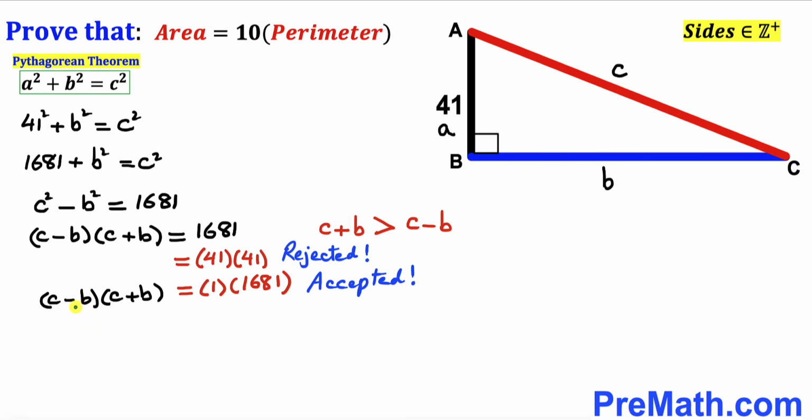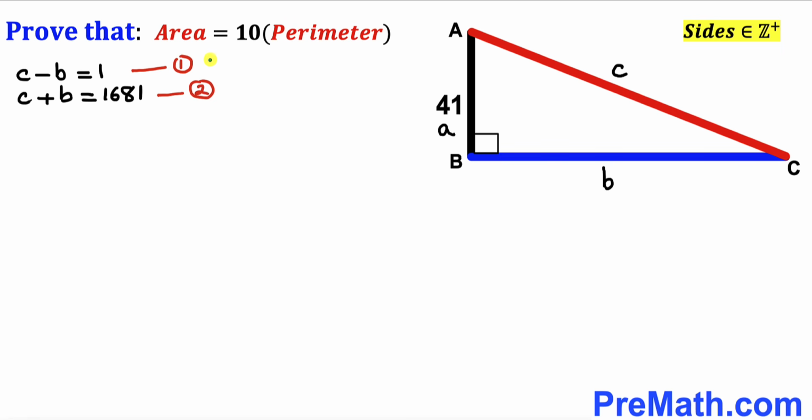So we conclude that c minus b takes the value 1, and c plus b takes the value 1681. So our c minus b value is 1, and c plus b value is 1681. I'm going to label this one as equation number 1 and this one as equation number 2. Thus we end up with this system of two equations, 1 and 2.